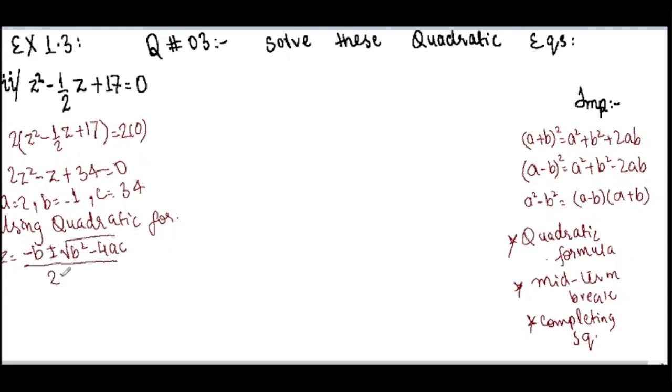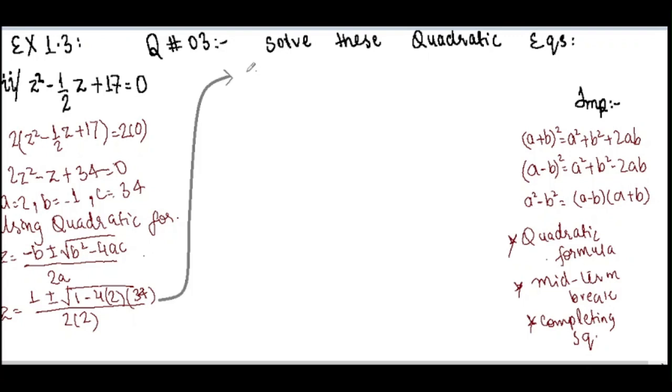Whole divided by 2a. Z equals minus b gives us 1 plus minus square root of minus 1 square gives us 1 minus 4 into a is 2 and c is 34. Whole divided by 2a, and a is 2. So now it gives us z equals 1 plus minus square root of 1.